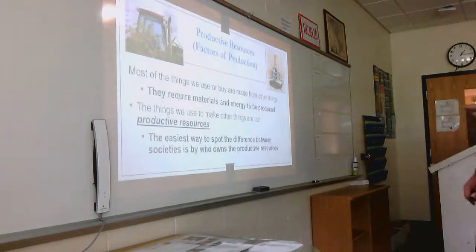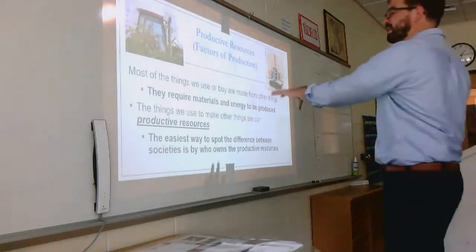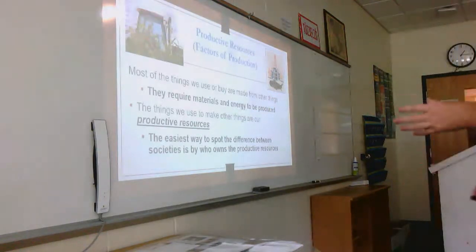What we're going to look at today we're going to call productive resources, also called factors of production. In a math context, a factor is something that makes up something else. Factors of 10 might be 2 and 5 or 1 and 10. They're the building blocks that make up that number. So when we look at productive resources, we're looking at what goes into making the product. This is where we'll loop back around to your opener in a little bit.